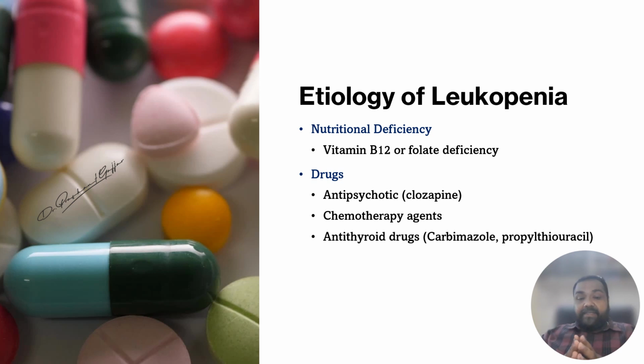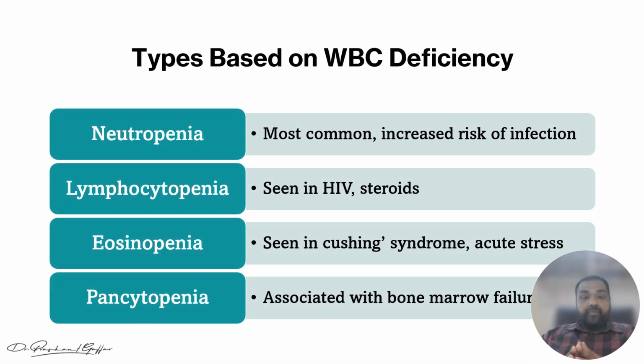Right? Now let's see, like leukocytosis, the types based on the WBCs. In leukopenia we talk about neutropenia. Neutropenia is the most common. It happens in viral infection, right? Most common condition, right? And that increases the risk of infection, because remember one thing, neutrophils are the first line of defense, first line soldiers.